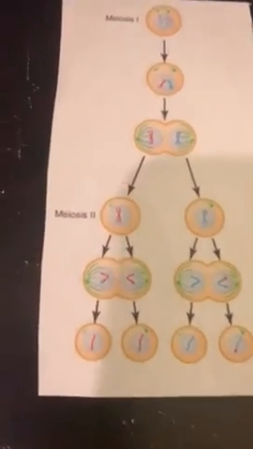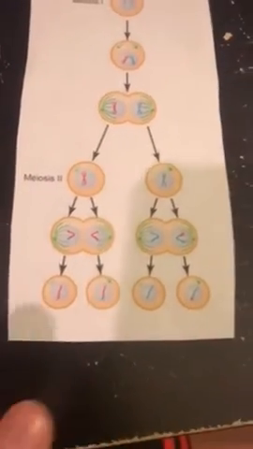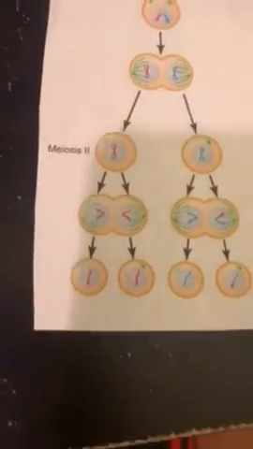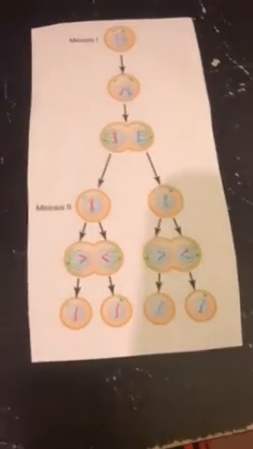After that, it proceeds on to meiosis 2. As you can see here, it goes again, and it splits the chromatids. It splits the sister chromatids as observed here. You see 2 here, and over here at this point you just see 1 in each. So this is an example of meiosis.